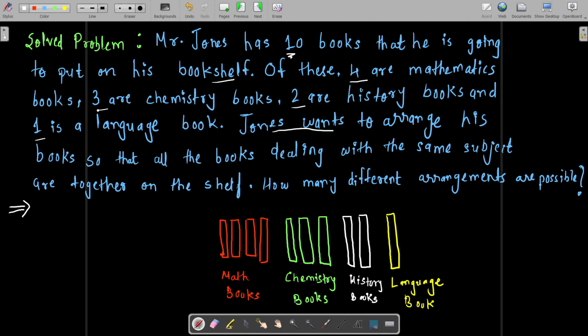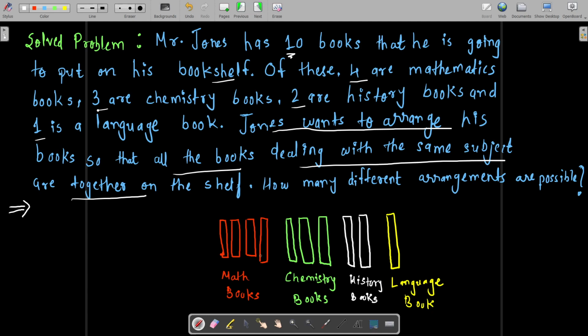And Jones wants to arrange his books so that all the books dealing with the same subject are together. So this simply means that mathematics books should be together, chemistry books should be together, history and language, and so forth, right? So how many different arrangements are possible?